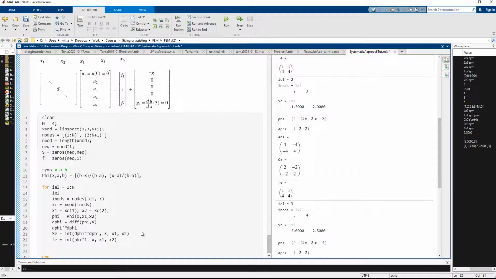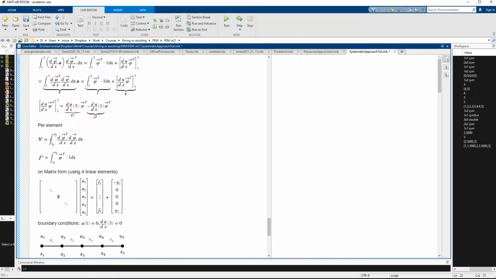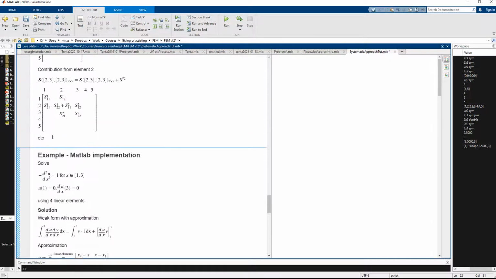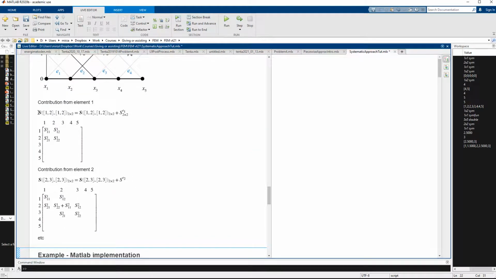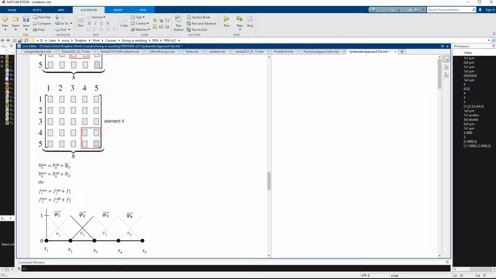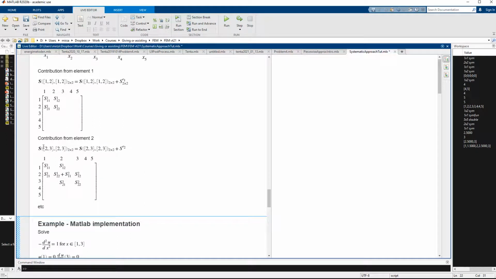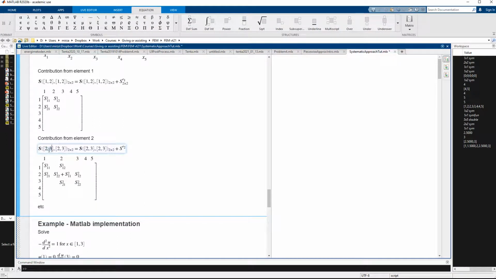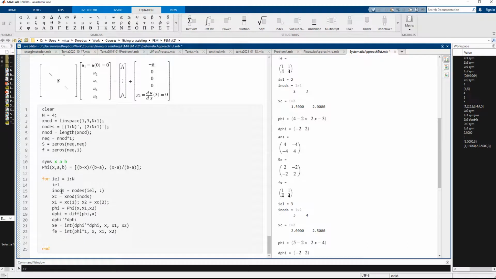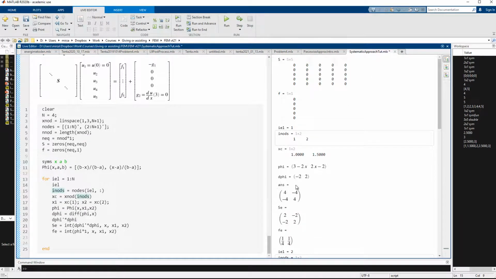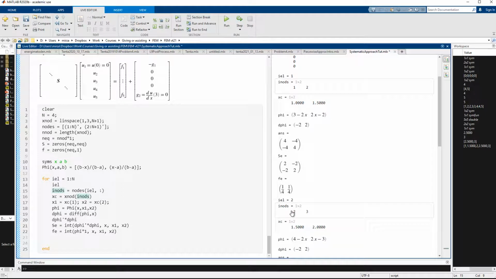Right. Okay, so now what we're doing is this assembly business, because we have these matrices and we need to put them in their corresponding place. And we go back and look at how that is done. So we can see it here, or we can see it here. I prefer this method because these vectors are nothing but our inodes. So take a look: 1, 2, 2, 3. Let's take a look at the inodes. Inodes here is what? 1, 2, and then 2, 3.